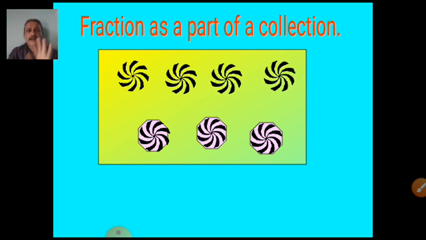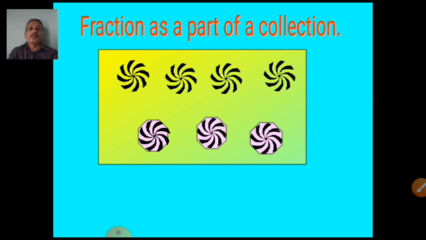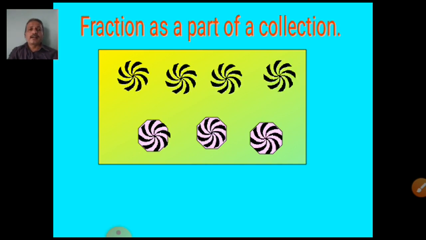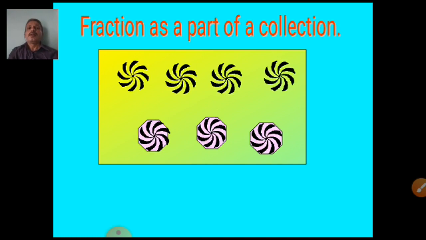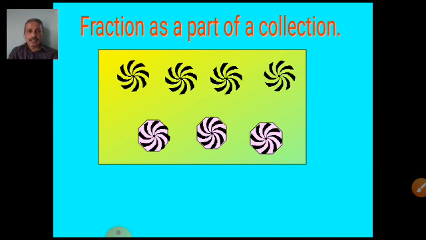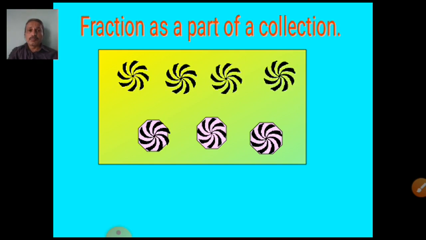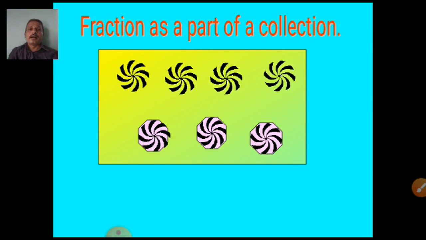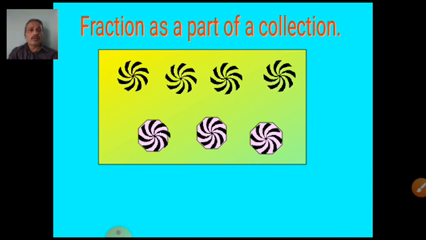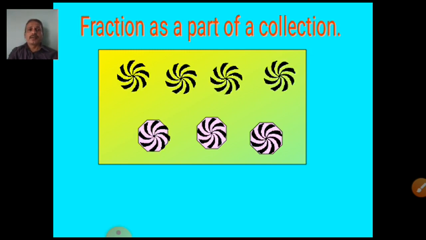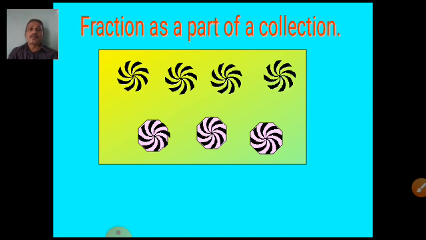Yes, 7 are there. Okay, one more question. How many fans are colored with pink? Good, 3 are there. So, can you write here how many colored pictures are there? We have to write the colored number first, and then downside the denominator is the total number of the fans. So, we can say easily now the answer is 3 upon 7.